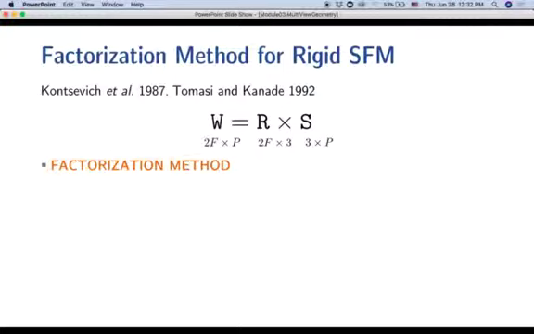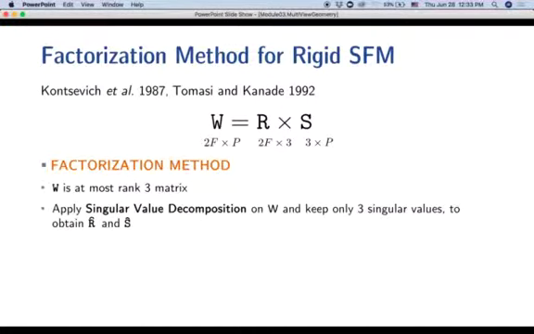Now I'm going into their solution. So far we saw how they modeled the problem and observed that W is rank 3, and now we are going to form the solution. I observed that W is at most rank 3. In fact, if my world points are spread in 3-space and are not coplanar, then W is exactly rank 3.